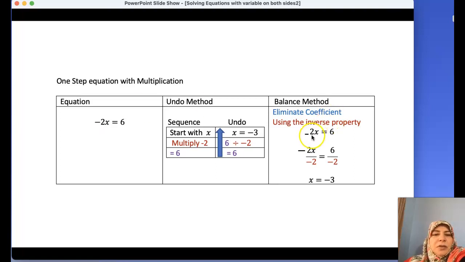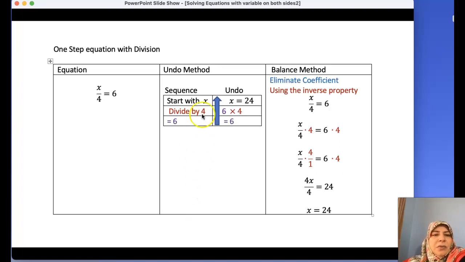So the inverse property of multiplication is to divide, or multiply by the reciprocal. So here we go. Negative 2x equals 6, divide by negative 2, divide by negative 2. So negative 2 divided by negative 2 gives you 1x, which is what I want. x means 1x. And then 6 divided by negative 2 gives you negative 3. And that's it. I was able to isolate the variable and get the value for x. Let's try that. Negative 2 times negative 3. Yep, it's a positive 6, so I'm right.